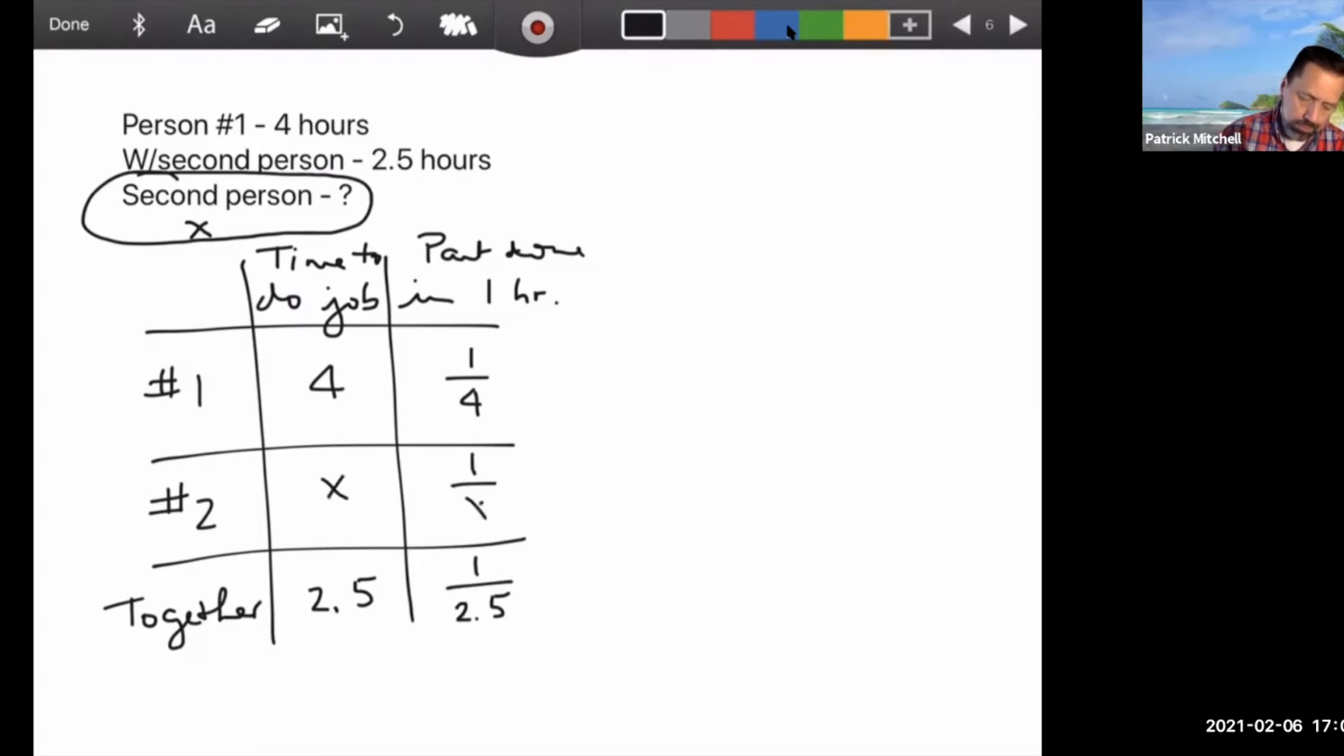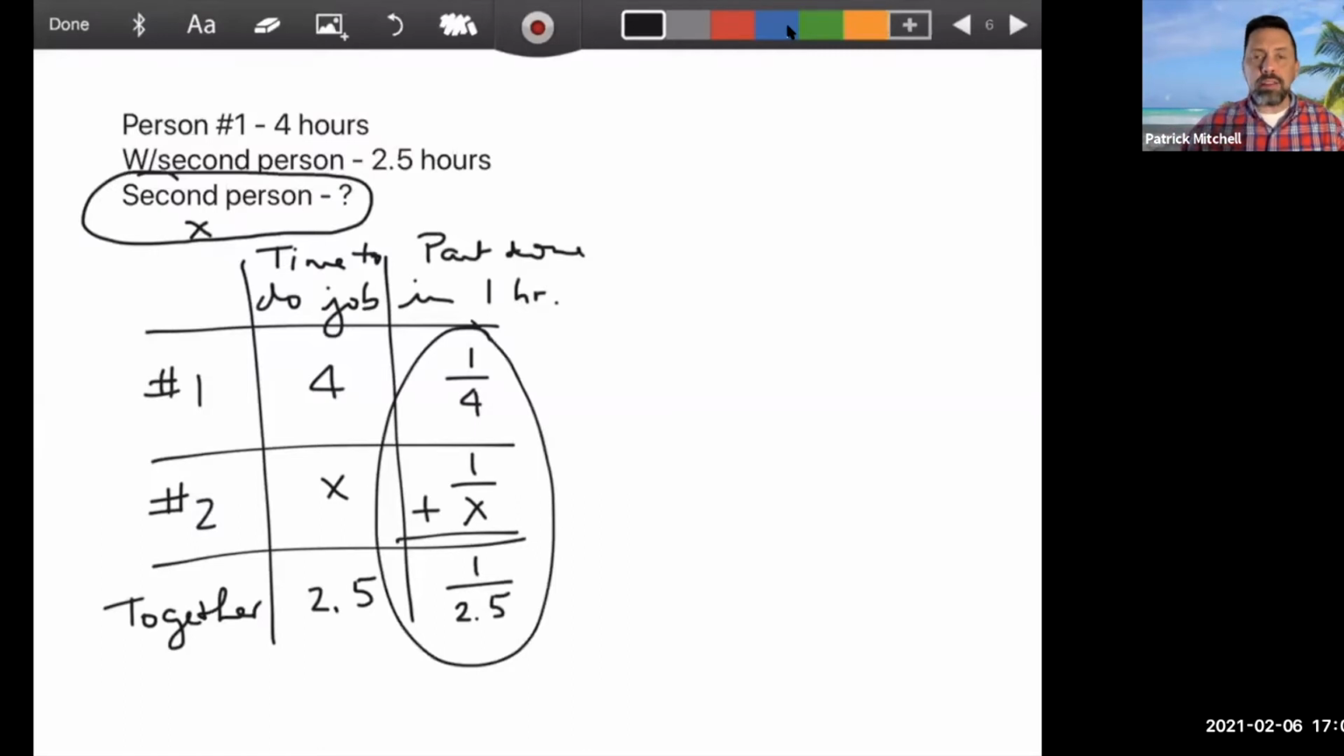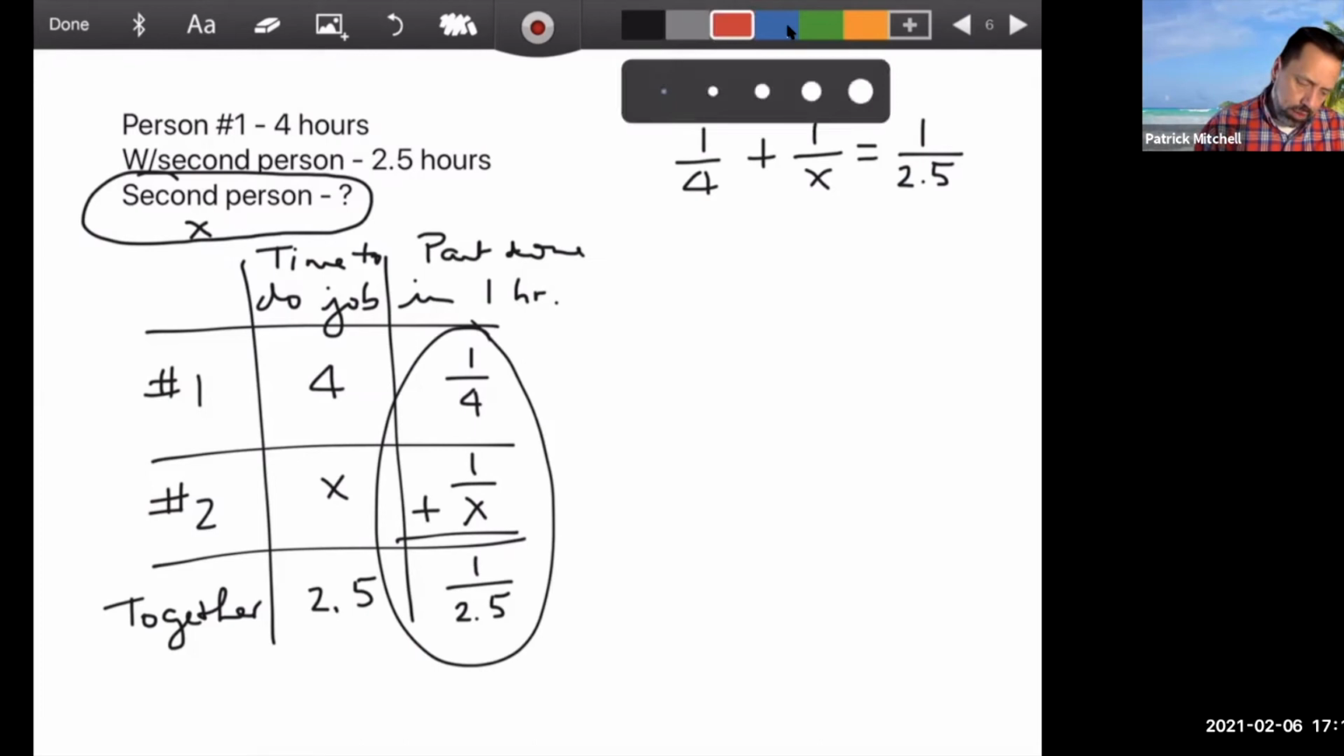All right, so our equation looks like this. It's kind of similar to what we saw in the previous problems, except now the x is in a different place. All right, so we have 1/4 plus 1 over x equals 1 over 2.5. Now that decimal kind of makes things a little weird. What I would recommend as sort of a foolproof strategy when you have decimals involved is just multiply all the denominators together.